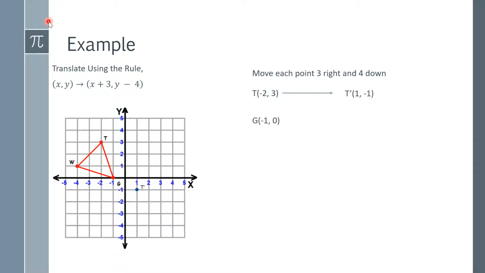So let's look at G. G is at (-1, 0). We're going to move it 3 units right, 4 units down, and that's where G prime is going to be. So G prime will move to (2, -4). And finally, let's take a look at W. W is at (-4, 1). It is going to move to (-1, -3). And so that's where the new triangle is going to be. So that is the translation.